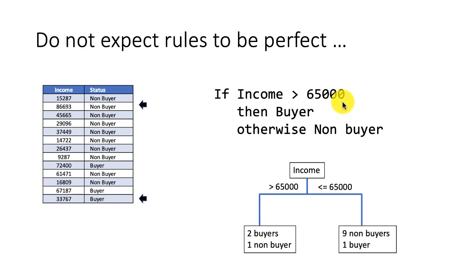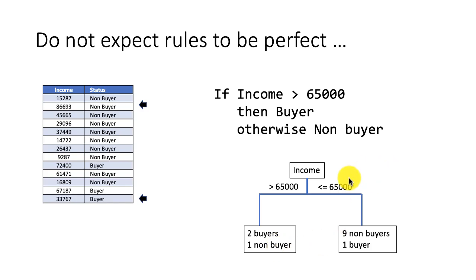That is, we said earlier, we had said if the income is greater than 65,000, then buyer, that's what you're seeing here, greater than 65,000. But it turns out that if the income is greater than 65,000, it's not guaranteed that the person will be a buyer. 2 of the 3 people who have that characteristic of income being greater than 65,000 were buyers, 1 is a non-buyer.